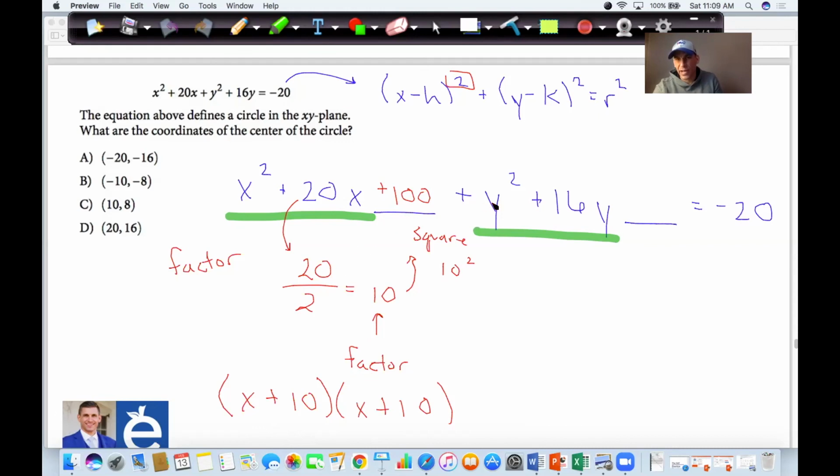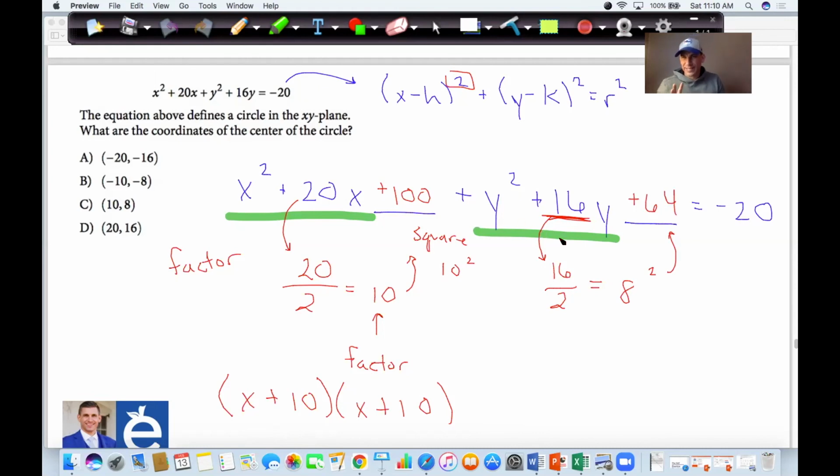Now here I have y squared plus 16y. I'm going to do the same process again. I'm going to do 16 divided by 2. It's always the b value, the middle value, divided by 2. Then you take that value and square it. In this case, it's going to be positive 64.